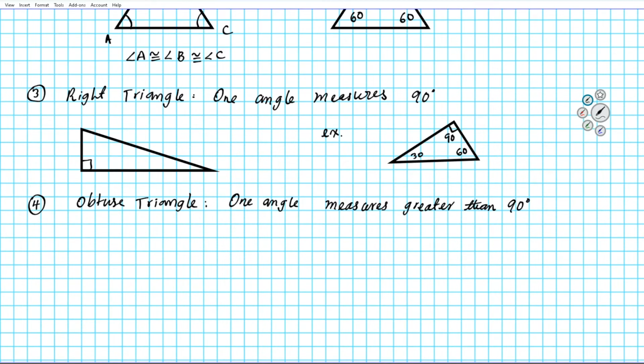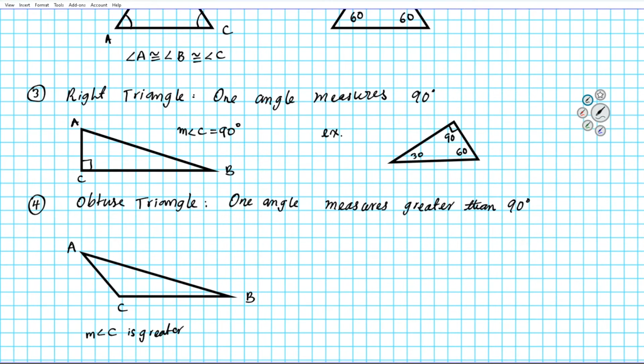So let's make a sketch of what it looks like. All right, so what makes this triangle right here an obtuse triangle? So let's say this is ABC. Okay, let's backtrack a little bit. So for number 3, we were supposed to say that the measure of angle C is 90 degrees. Say this is C and this is A and B. All right, so for this one right here, what makes this an obtuse triangle? The measure of angle C in this case is greater than 90 degrees. That automatically makes it an obtuse triangle.